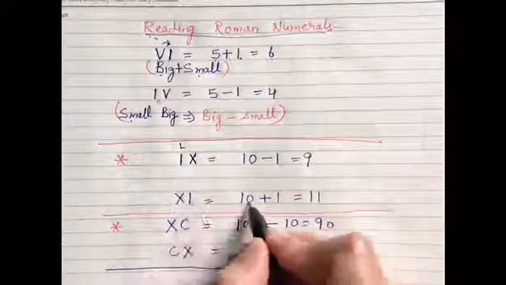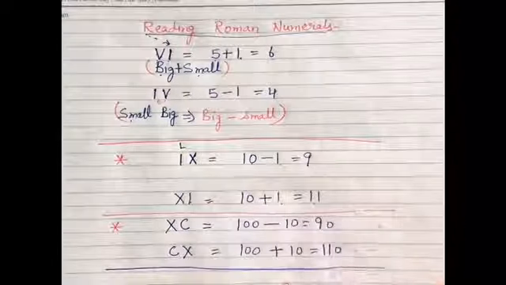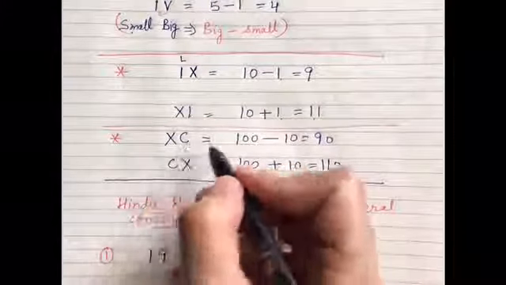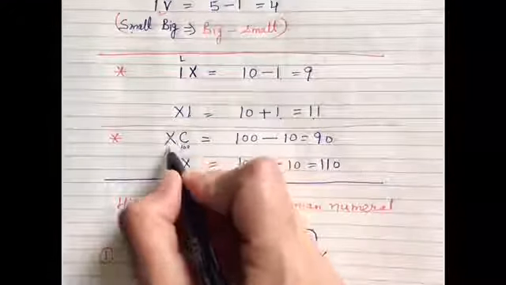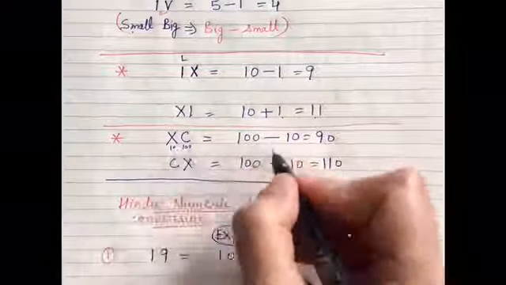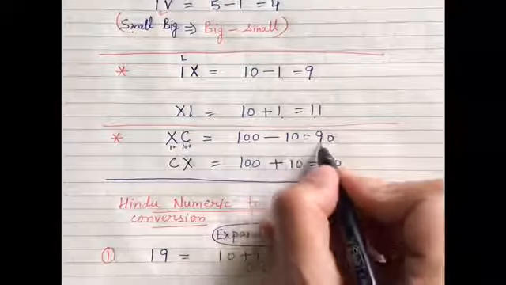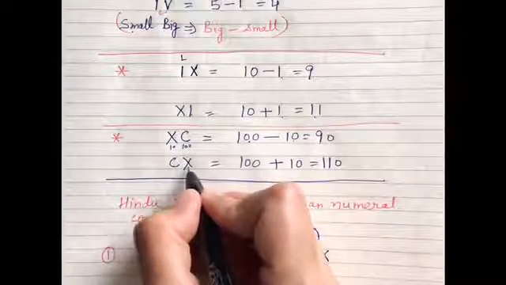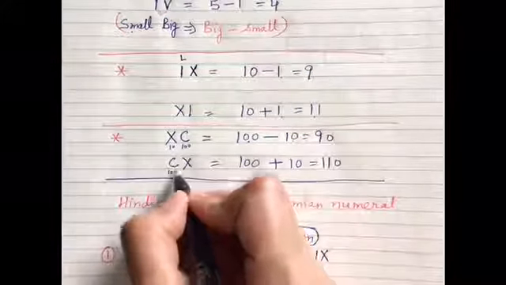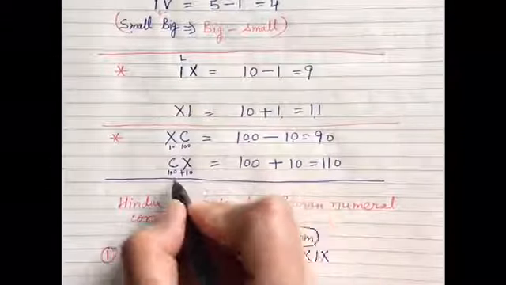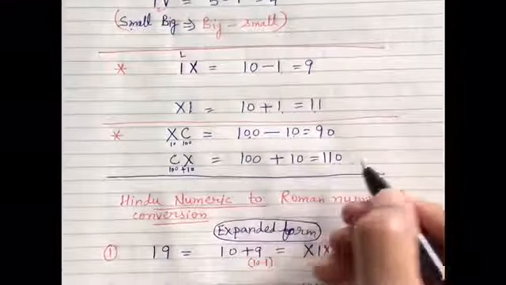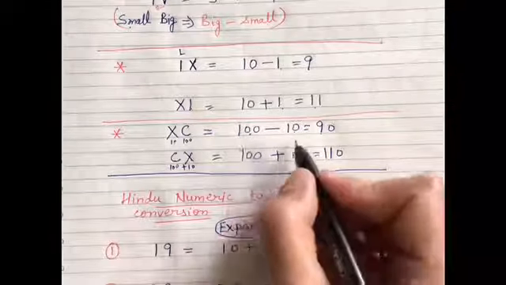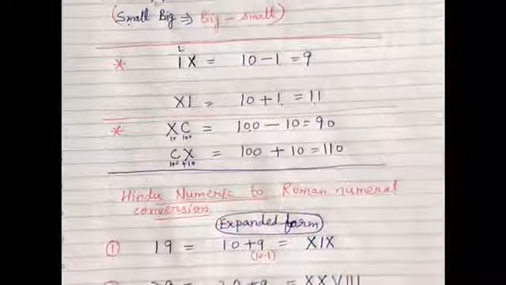XI, that is 10 plus 1 equal to 11. Same here. XC, C is 100 and this is 10. So this will be 100 minus 10 equal to 90. This is CX. So this is 100 and this is 10. So 100 plus 10 equal to 110. So directly 10 or 100 will be subtracted and this will be added.